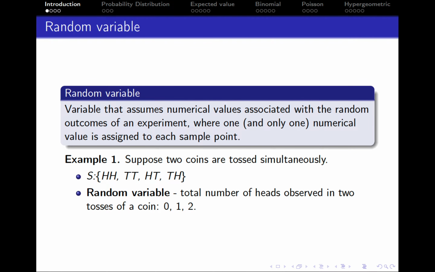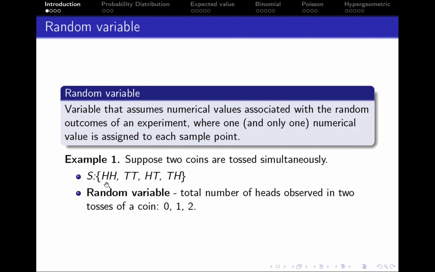So a random variable, this is a variable that assumes numerical values associated with the random outcomes of an experiment, where one numerical value is assigned to each sample point. To understand this term better, let's have a look at the example. Suppose we toss two coins simultaneously. So this is the example that we've seen in the previous lecture.